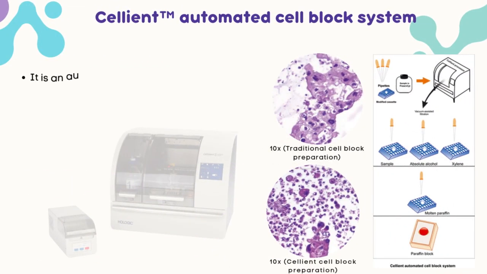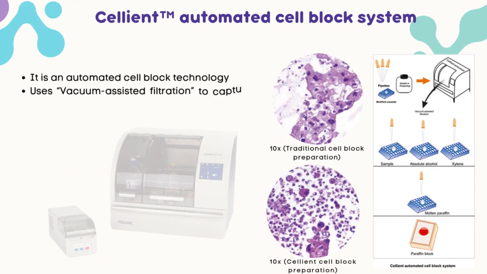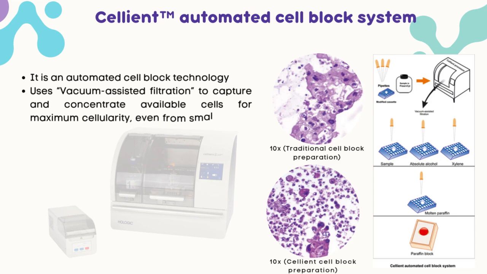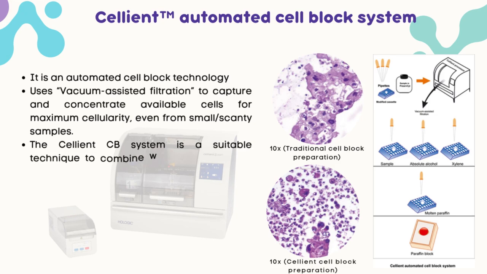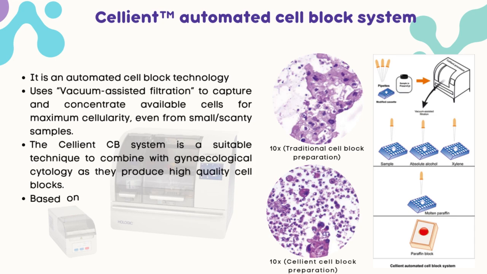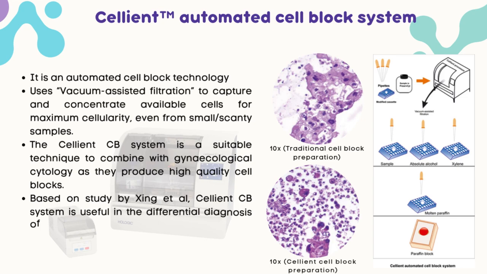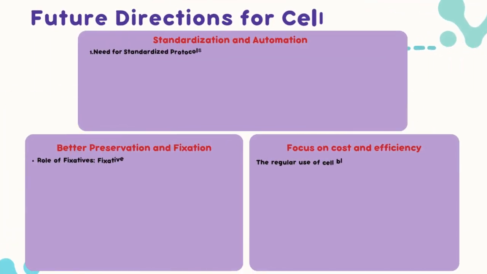The latest advancement is the Celliant Automated System. It is an automated cell block technology that uses vacuum-assisted filtration to capture and concentrate available cells for maximum cellularity, even from small or scanty samples. The Celliant CB system is a suitable technique to combine with gynecological cytology as it produces high-quality cell blocks, as you can see in the comparison picture. Based on a study by Xing et al., the Celliant CB system is useful in the differential diagnosis of atypical glandular cells in Papanicolaou tests. Now let's move to the future directions of cell block.